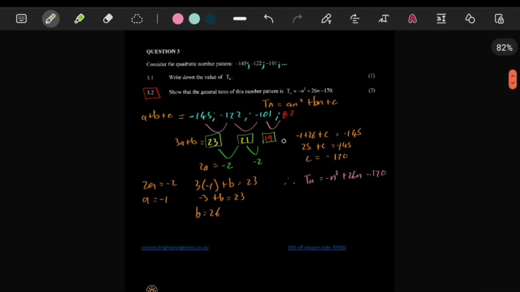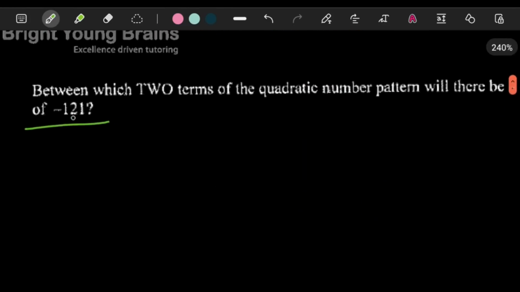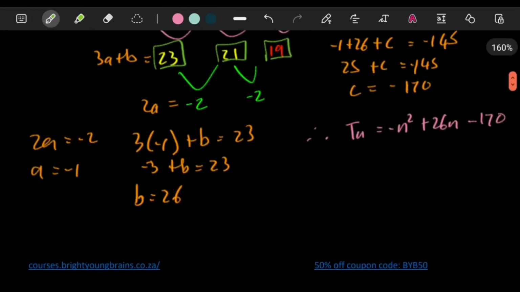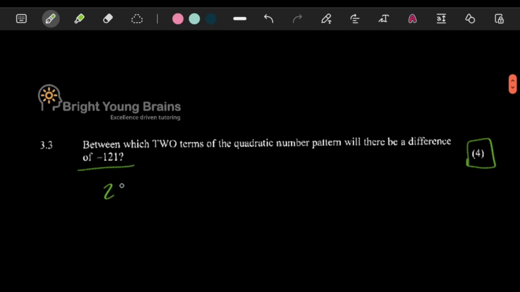So they mean in this sequence, where is negative 121? That's quite simple. You're going to have a sequence there: 23, 21, 19, going on and on. Somewhere along the lines, you have negative 121. They want you to figure out the position here. Let me write here position.